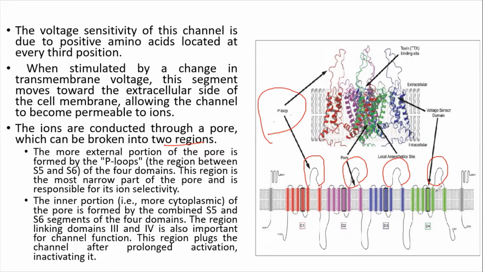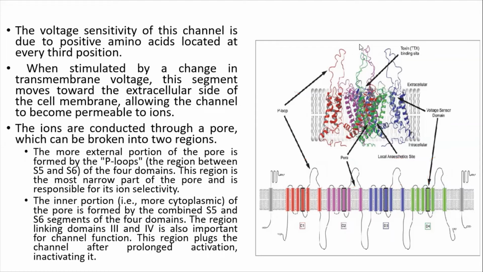Okay. Now, the inner portion of the pore is formed by the combined S5 and S6 segments of the 4 domains. The region linking domains 3 and 4 is also important for the channel. This region plugs the channel after prolonged activation, inactivating it. Okay, वो इतना जरूरी नहीं है. So इतना clear है. So what is the takeaway message about the P loop? Because that is acting as the selectivity filter for the ions.